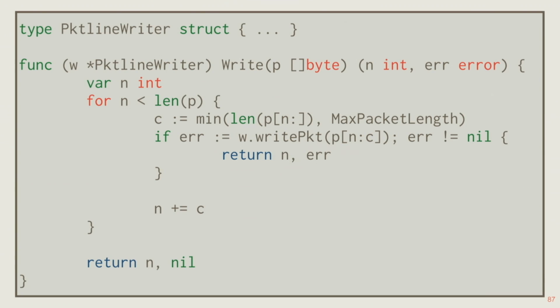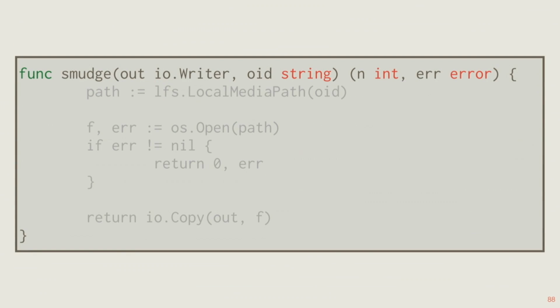One of the functions you can imagine LFS implementing is a smudge operation to, given the OID or SHA-256 of a file's contents and a destination to write that large file to, write the large file. So given the OID and the I/O writer, which is going to be in our case backed by the Git packet line protocol, we can grab the local path on disk where the cache of our object remains, and that's in your .git directory. We can open the file at that path to get a reading handle on that file, returning any error if we encountered one, and then transparently copy from the file down into the packet line protocol.